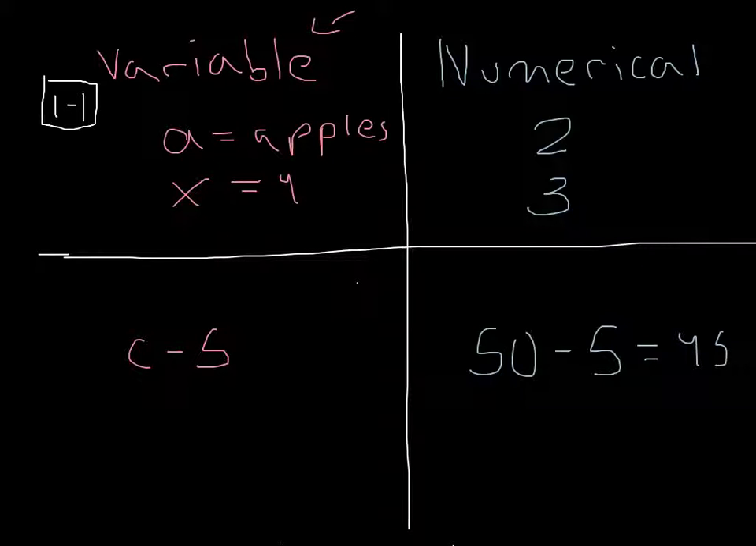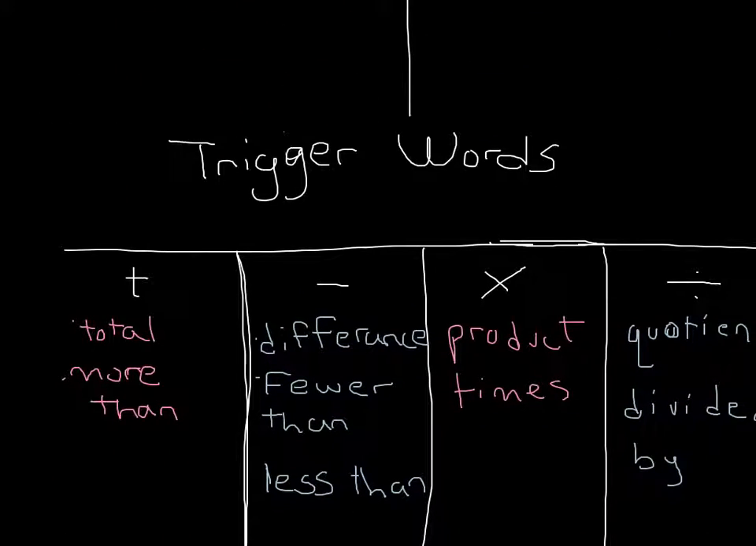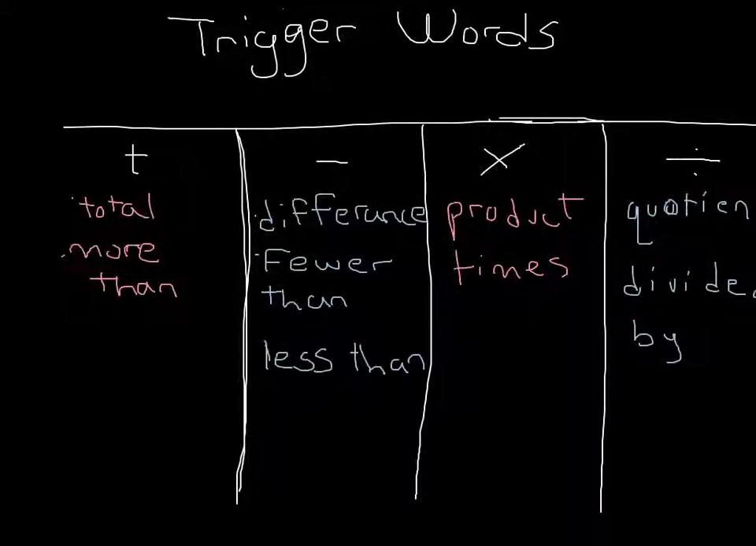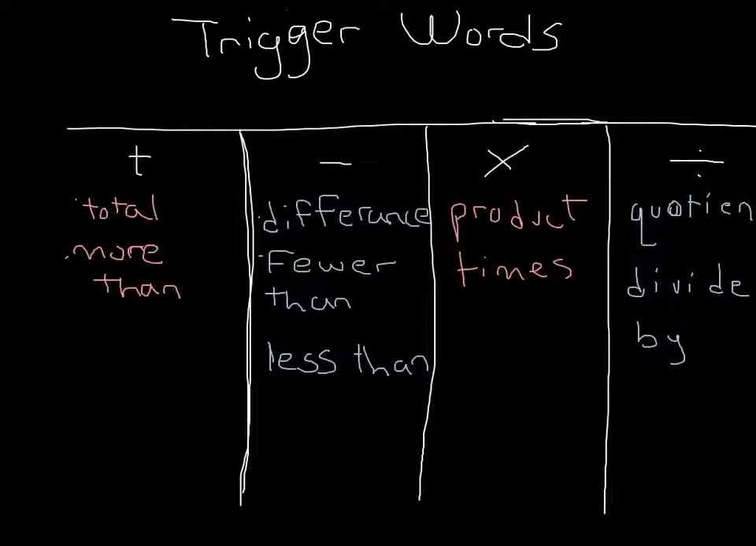Alright, the next thing we're going to talk about is trigger words. You might be wondering, what the heck is a trigger word? A trigger word is basically a word that right when you see it, you know exactly what to do. So it's like a split-second decision. Like, when I see total, I'm going to be adding 2 numbers. So I kind of listed them all out. Total and more than are going to be addition when you see that in a sentence.